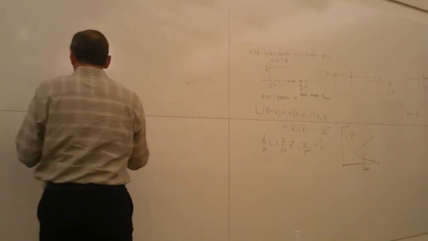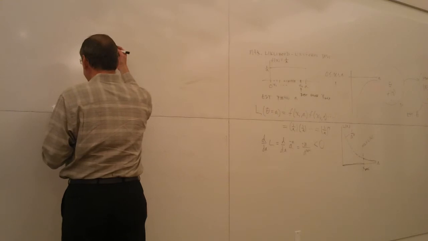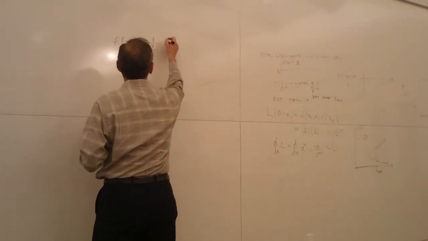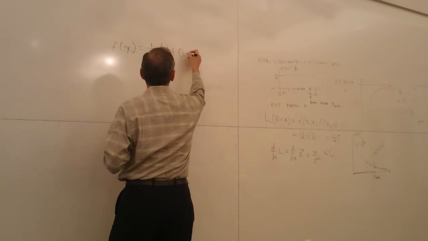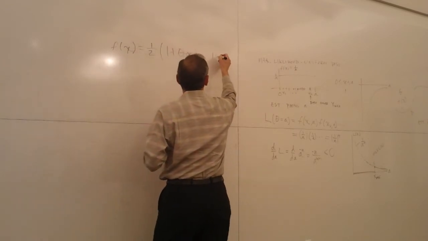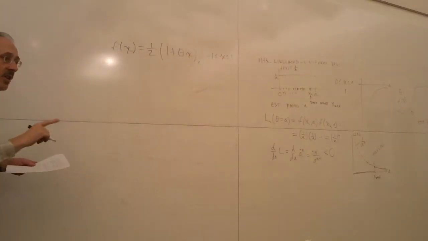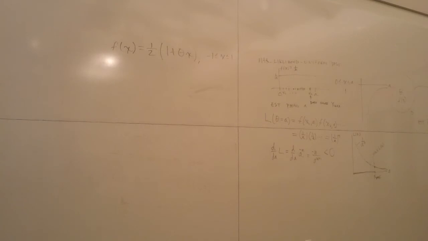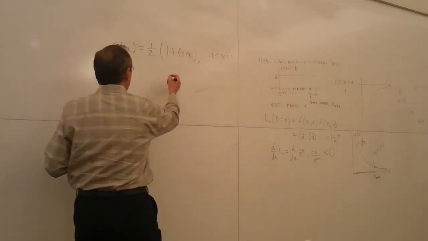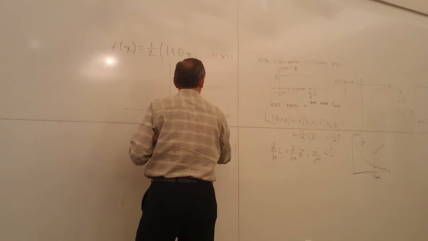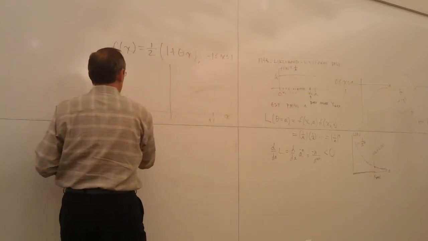So recall that our function here is f of x equals 1/2 times (1 plus theta x), and x is between 1 and minus 1. What does that function look like if we were to draw it on a plot? Always good to draw pictures of these things. So here is x, and the domain is +1 to -1.